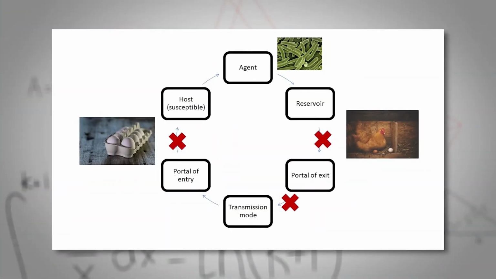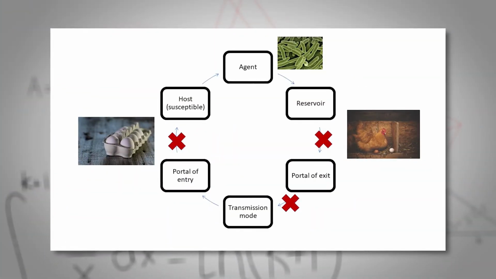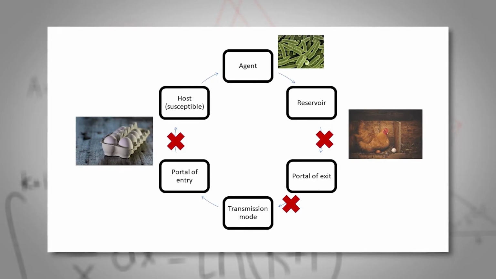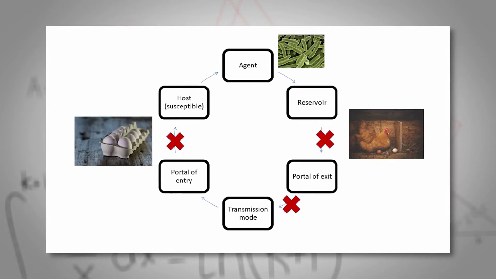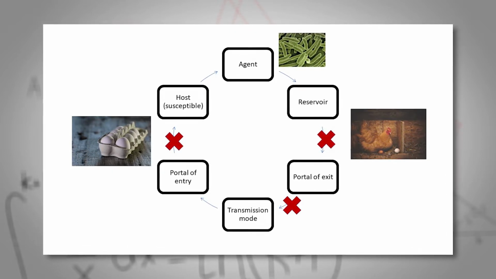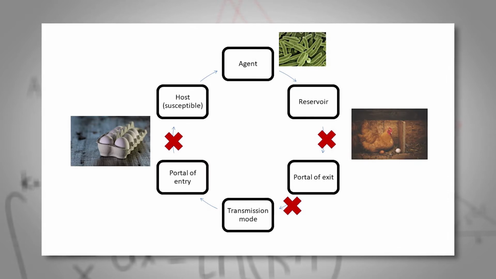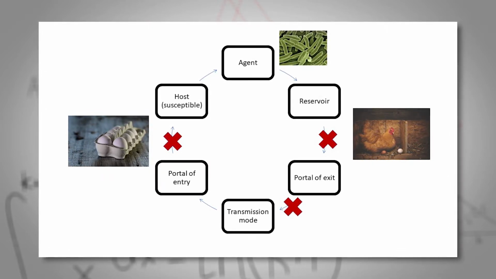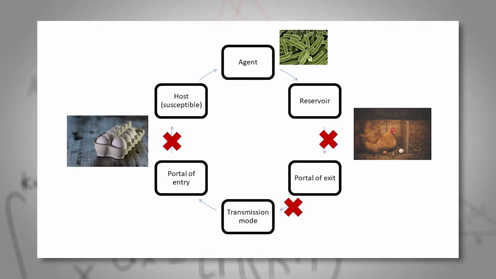A typical reservoir for Salmonella is on the skin of chickens. It's associated with a lot of chickens that are there. When the chicken lays its eggs, it transfers the Salmonella from itself to the egg. That's the portal of exit. Then that egg moves around from the farm to the grocery store to your kitchen. That's the mode of transmission. So now the egg has moved to a different location.